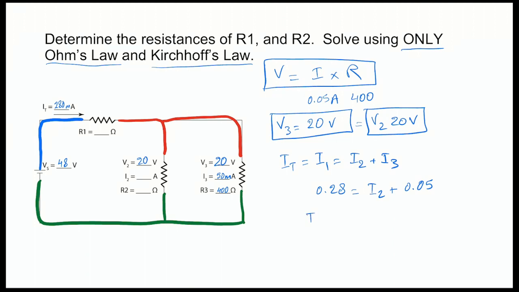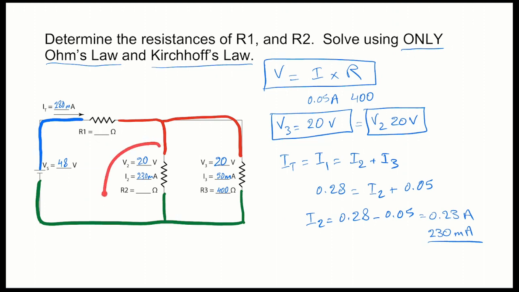So I2 then equals 0.28 minus 0.05, which makes I2 equal to 0.23 amps. That is to say 230 milliamps. All right. So we have I2, it is 230 milliamps.